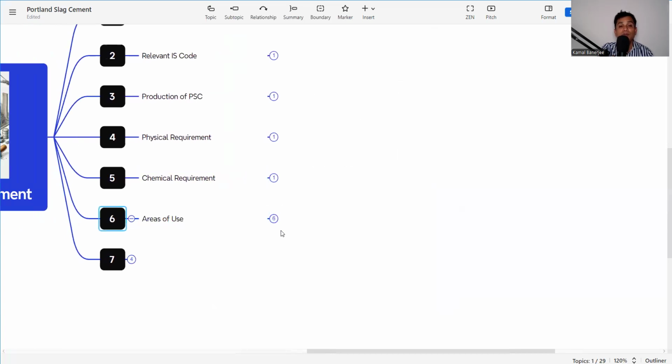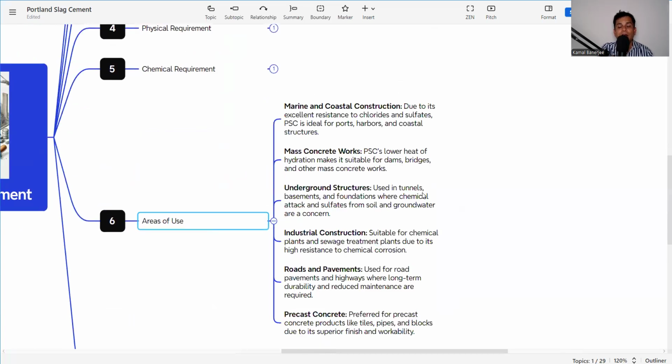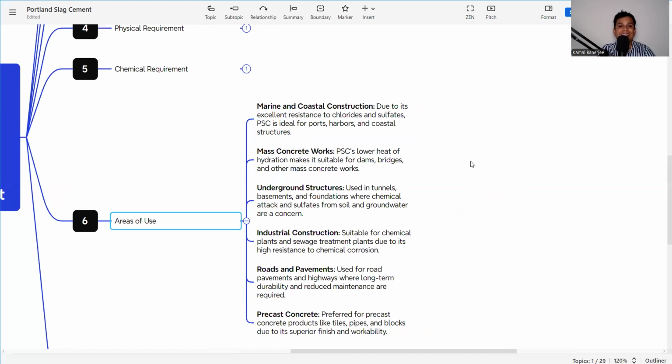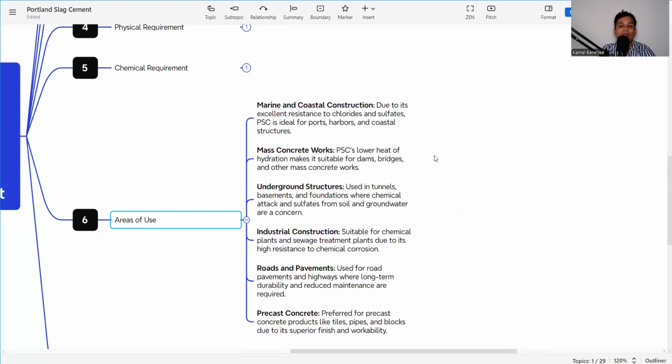Now, where can we use Portland slag cement, although we have PPC, we have OPC, and we have PSC, that is Portland slag cement. Marine and coastal construction: due to its excellent resistance to chloride and sulfate, PSC is ideal for marine structures. Then mass concrete work: PSC has lower heat of hydration, whereas OPC has a higher rate of hydration, so the heat is generated in the mass concrete.